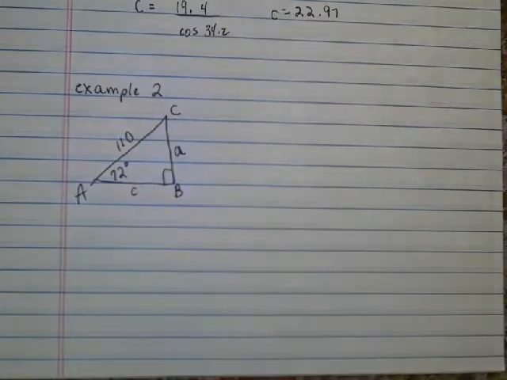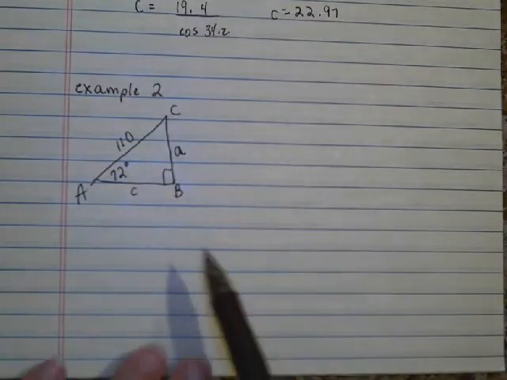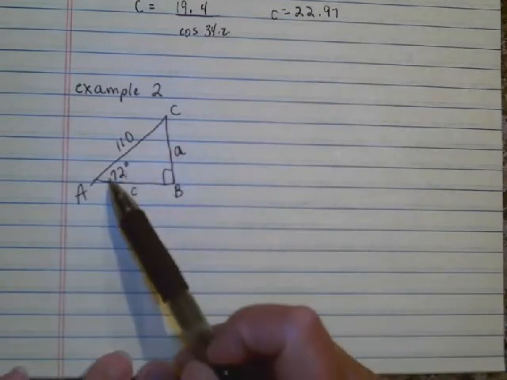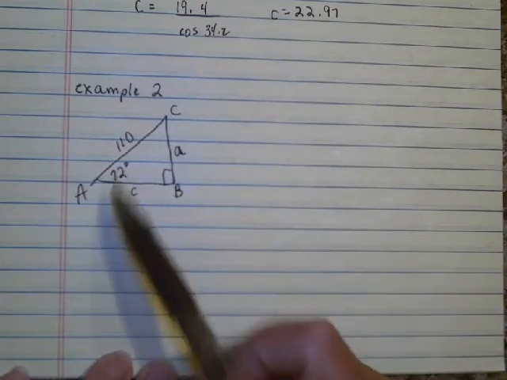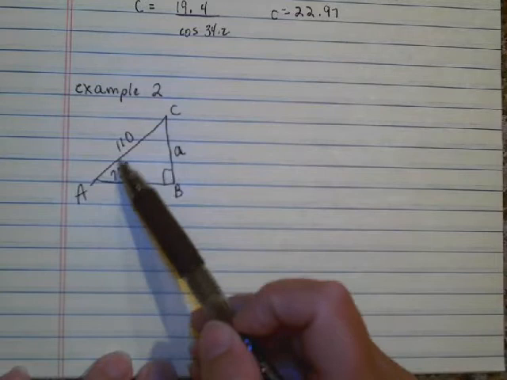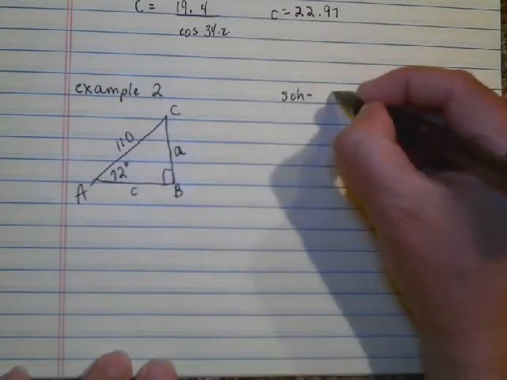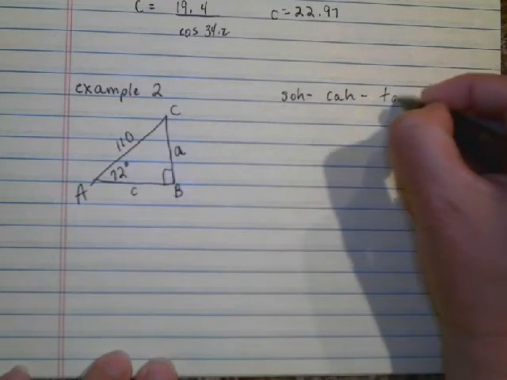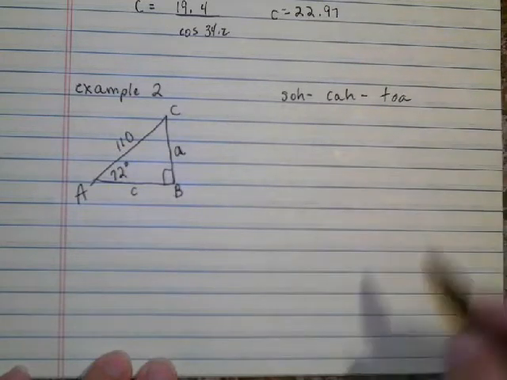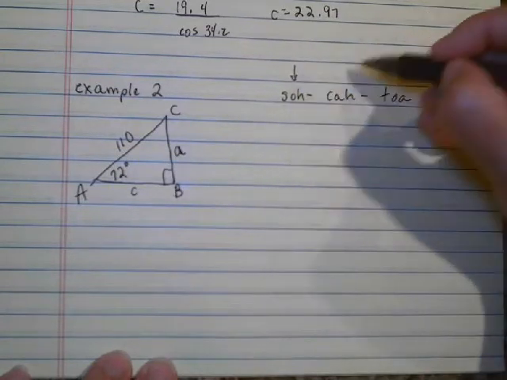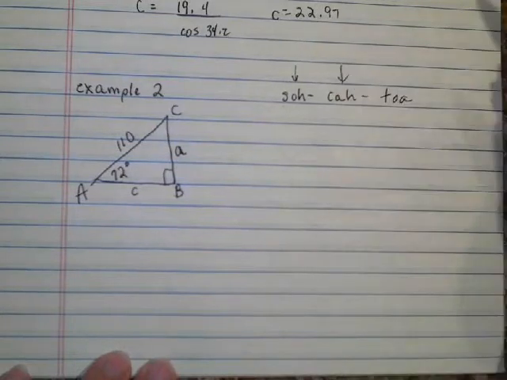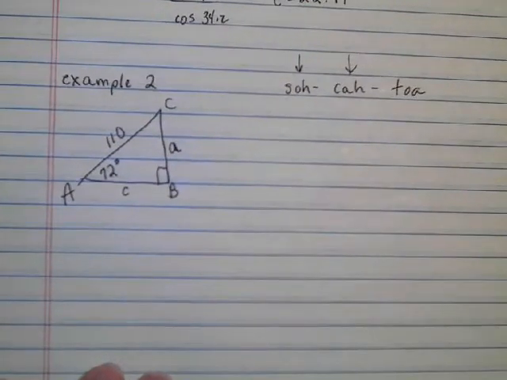Here's example 2. So I've got it all set up here. This angle is 72 degrees. This time in the triangle, we're given the hypotenuse. So when I think about SOHCAHTOA, because we're given the hypotenuse, we're going to have to use sine and cosine to find our answers.